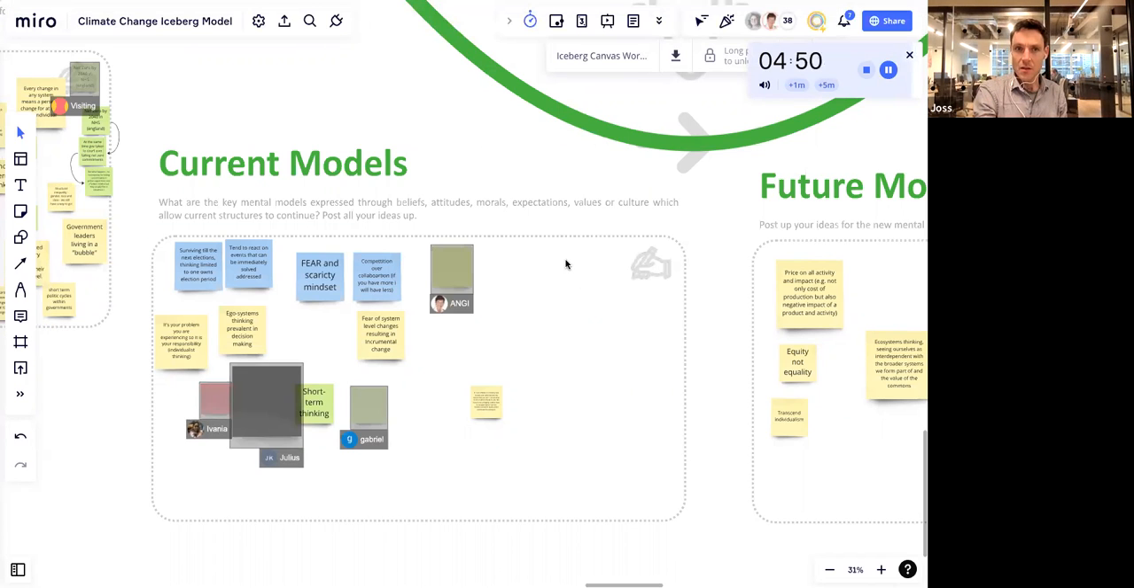Of course, you'll have the link to this board afterwards, so you'll be able to come back and explore everything that's posted here.